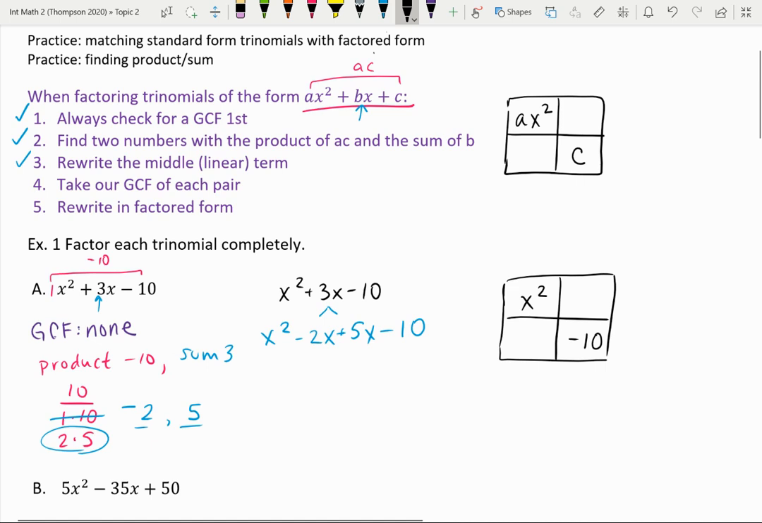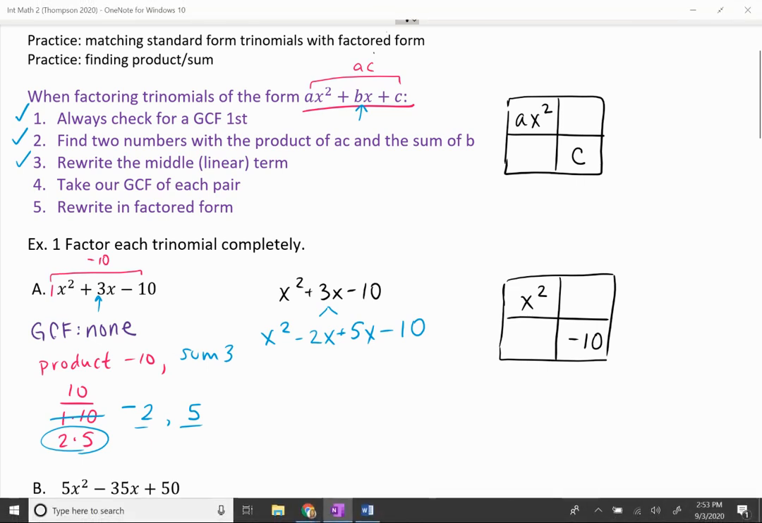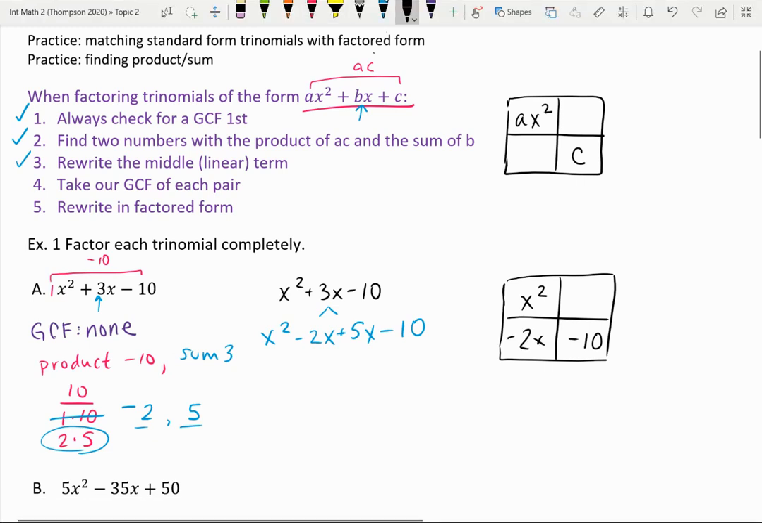I wouldn't be able to fit my original problem with the 3x into this square. Now I have a minus 2x and a plus 5x, so I'm going to fill those in. It doesn't matter which one you put in which spot. If I do it one way and somebody switches the negative 2x and the 5x, that's fine. You'll still get the same answer. Okay.